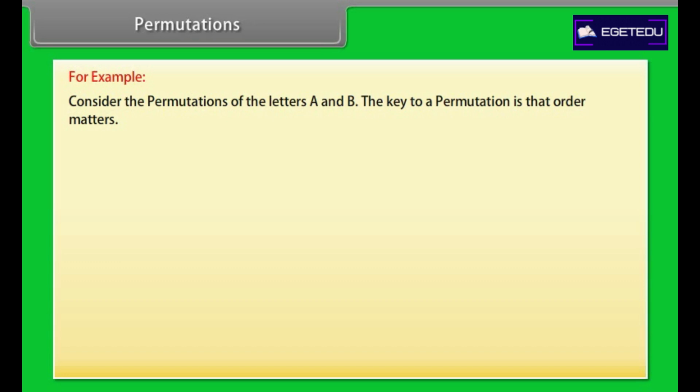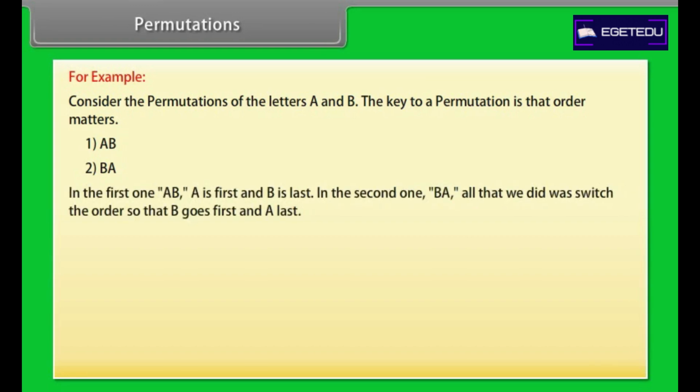1. AB 2. BA. As you can see, the only difference between the 2 permutations is the order. In the first one, AB, A is first and B is last. In the second one, BA, all that we did was switch the order so that B goes first and A goes last.